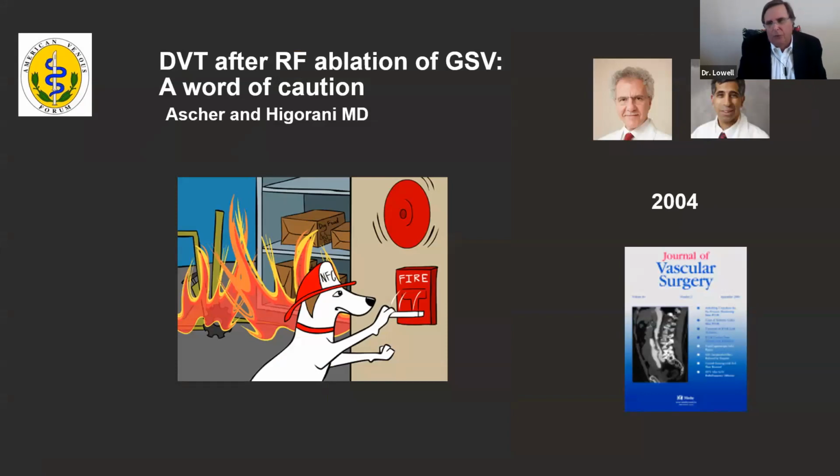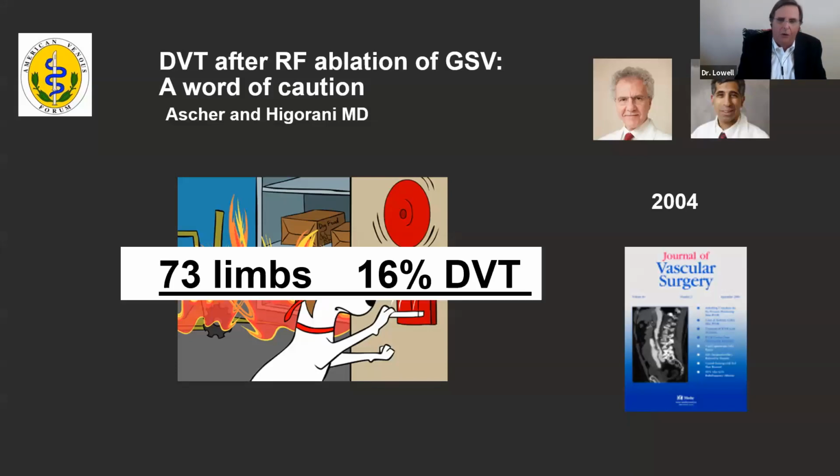So in 2004, at the American Venous Forum, Dr. Asher and Dr. Hingorani again echoed the problem of this entity. They were worried about DVT after RF ablation of the great saphenous vein, a word of caution. And in their early study, you could see that there were 73 limbs with a DVT rate of 16%.